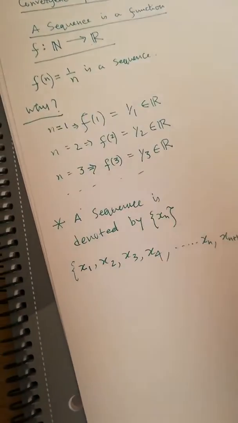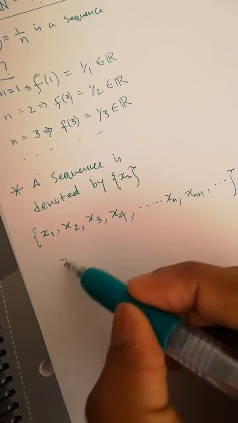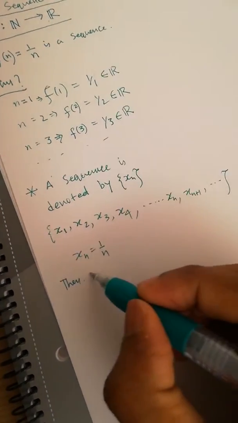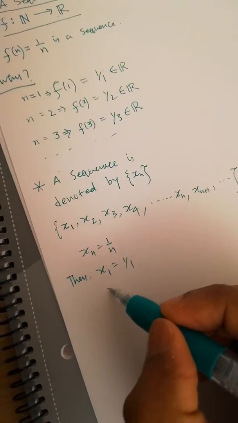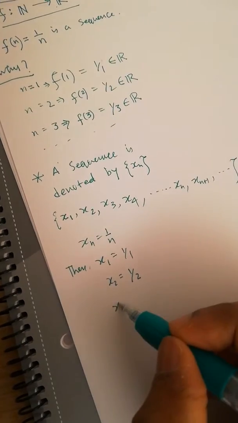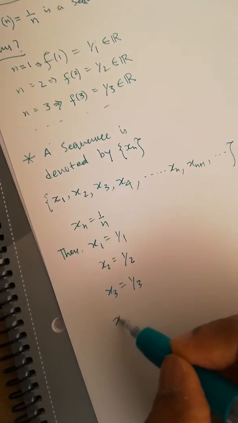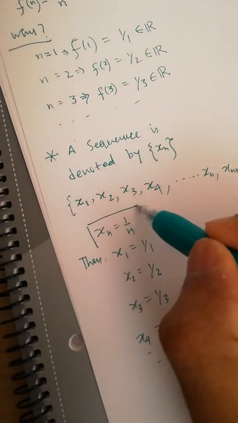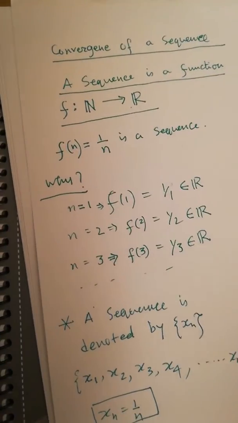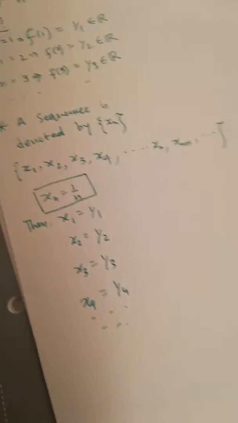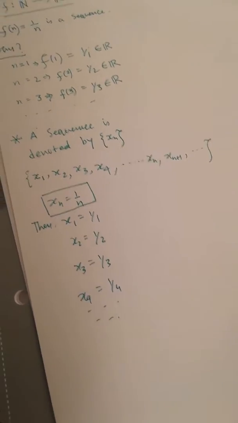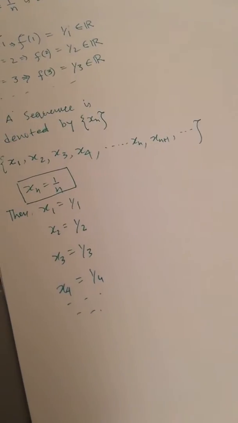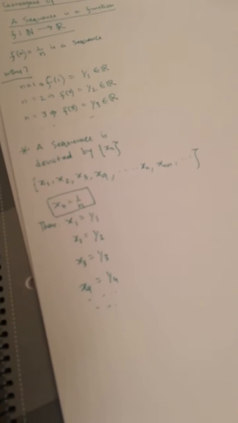Okay, so if I write xn equal to 1 by n, then x1 equal to 1 by 1, x2 equal to 1 by 2, x3 equal to 1 by 3, x4 equal to 1 by 4, and so on and so forth. So this 1 by n sequence is very important, and now we are going to understand what we mean by convergence of a sequence. Before going to that, let me draw a picture for you, and that will give you an idea.